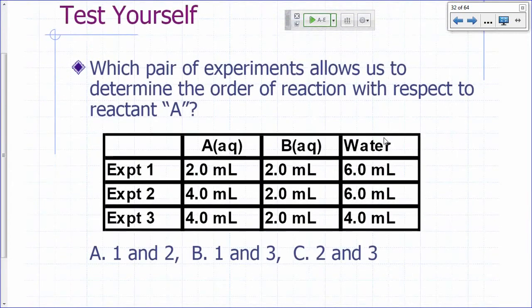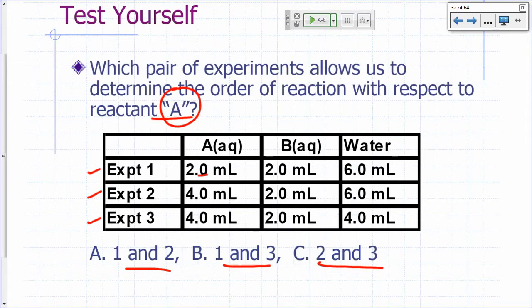Okay? This one requires a little critical thinking. Which pair of experiments allows us to determine the order of reaction with respect to reactant A? So experiments 1, 2, and 3. Which pair? 1 and 2, 1 and 3, or 2 and 3? Which will allow us to study the effect of A on the reaction?